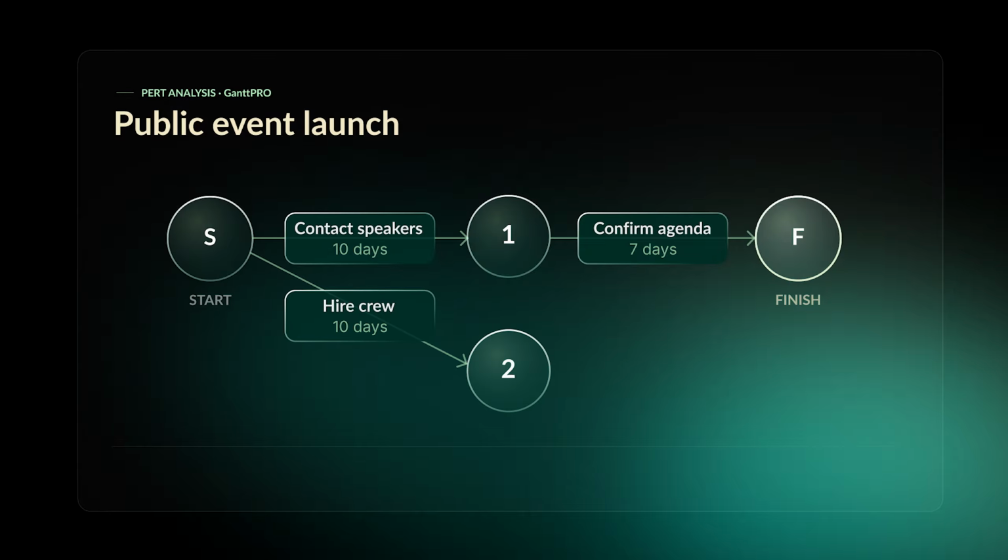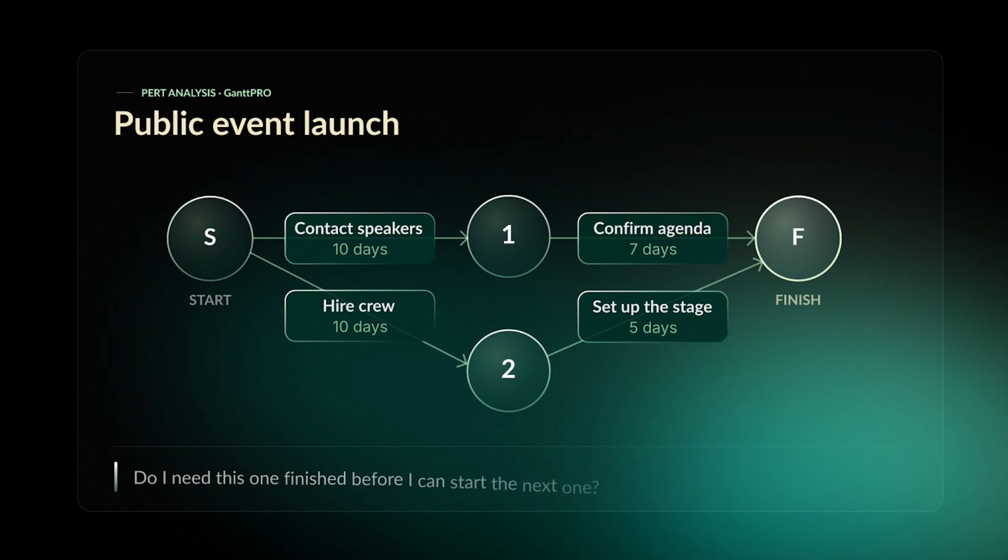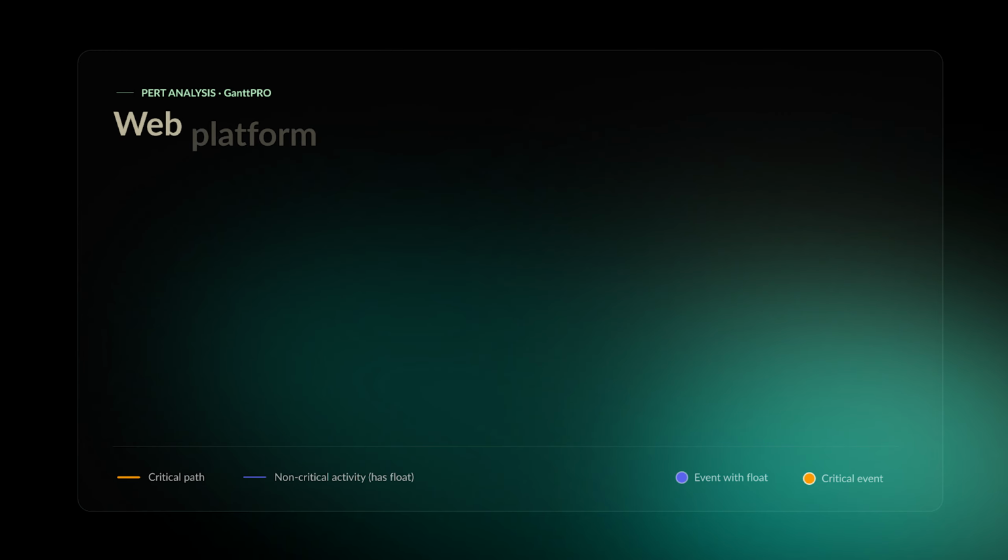To understand it, try asking this question for every pair of tasks. Do I need this one finished before I can start the next one? If yes, draw a direct arrow. If no, then put the task in parallel.